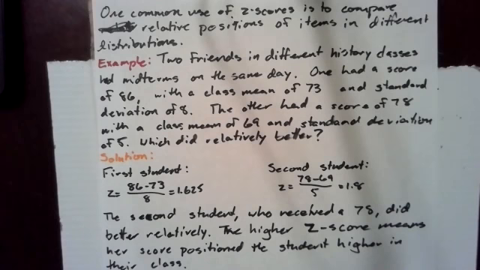Which did relatively better? The first student has a Z-score of 1.625, while the second student has a Z-score of 1.8. So the second student, who received a 78, did better relatively. The higher Z-score means that her score positioned the student higher in their class.